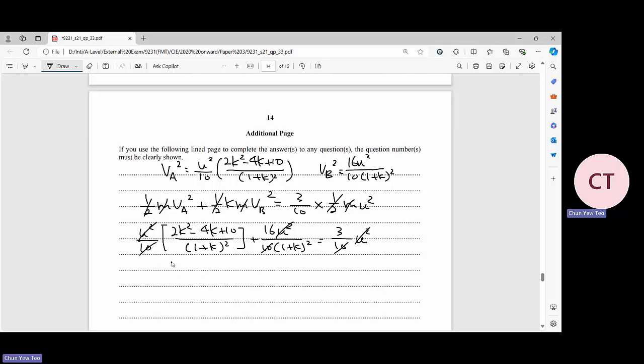Okay, so we will be having 2k square minus 4k plus 10 plus 16 equal to 3 of the k plus 1 square. So if you expand this, you get 3k square plus 6k plus 3. At the end, you get a k square, k square, 6k.